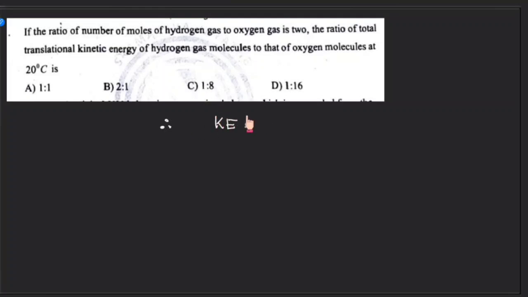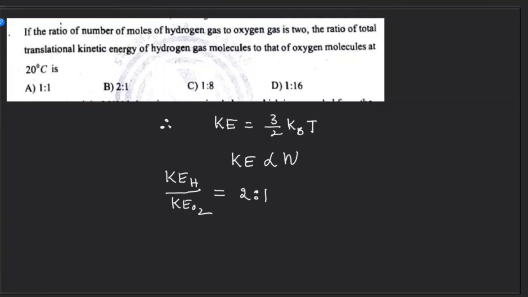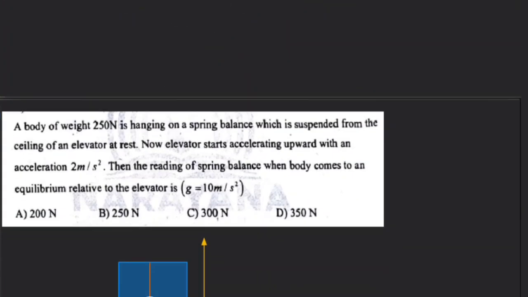This kinetic energy will be equal to 3 by 2 into kBT, right? So the kinetic energy is directly proportional to the number of moles. Therefore, you could directly say that this will be 2 is to 1. The answer is 2 is to 1, right? That is the kinetic energy of hydrogen to the kinetic energy of oxygen. Clear? So please keep this formula in mind for your next exam. This KE is equal to 3 by 2 kBT.